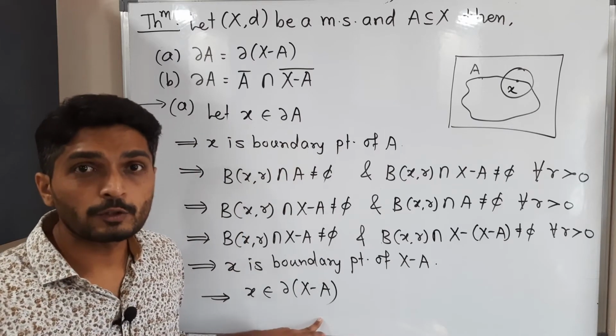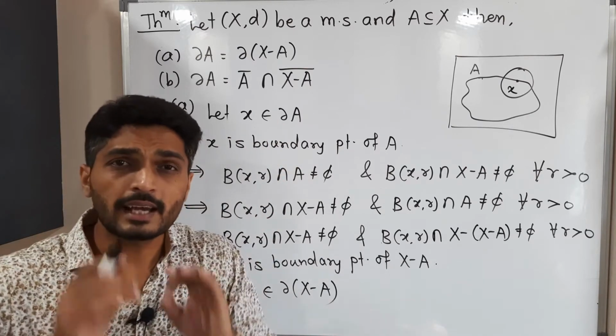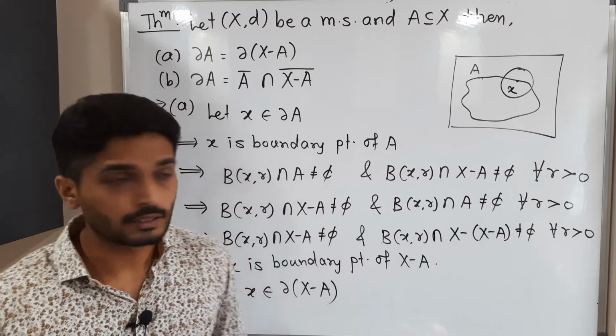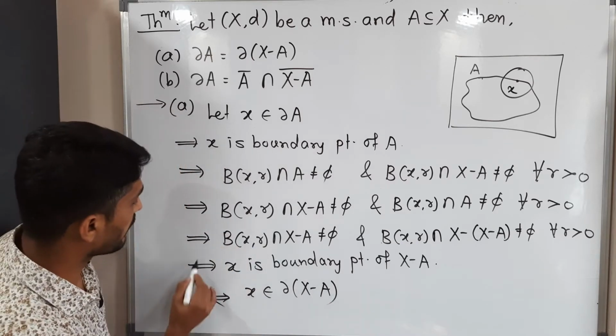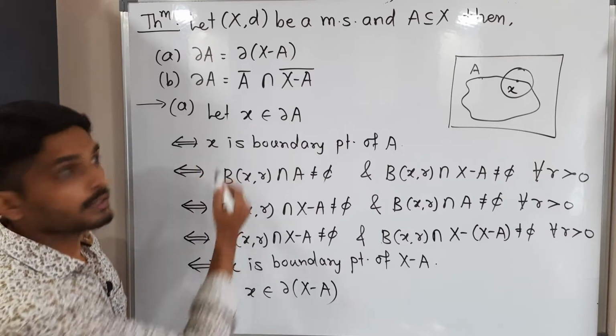So now we have to prove this is a subset of this one. That means in a reverse way we have to prove. Exactly in a reverse way I will do it. I can do it, so that's why I will simply write implies and implied by. So in this way you can go in the reverse way also.